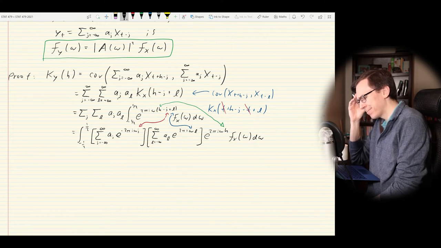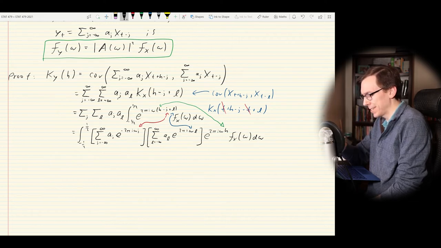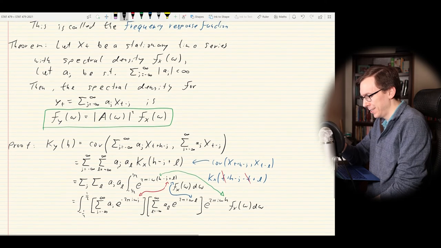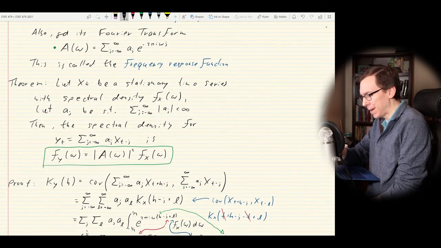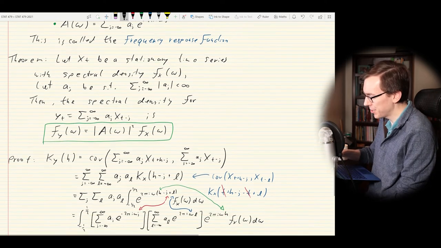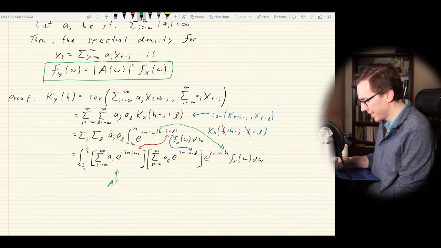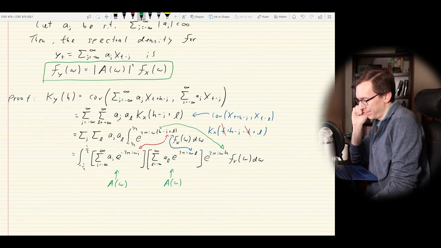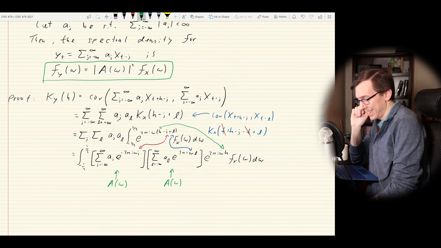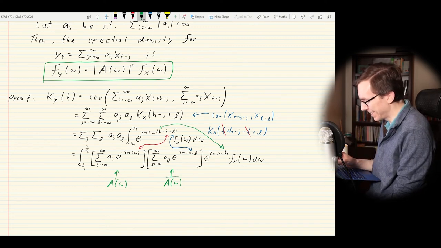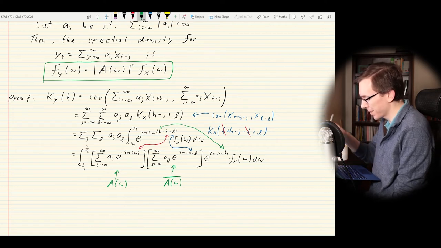Okay, so what can we do with those? Well, wait a minute. I know what those are. I just wrote that down, didn't I? What is A? Capital A of omega is the sum over all indices of this a_j e to the minus 2 pi i omega j. Well, that means that this thing is A of omega. And this thing is also A of omega. Well, is it A of omega or is it the complex conjugate of A of omega? And there, I actually was incorrect before, that minus sign is important.